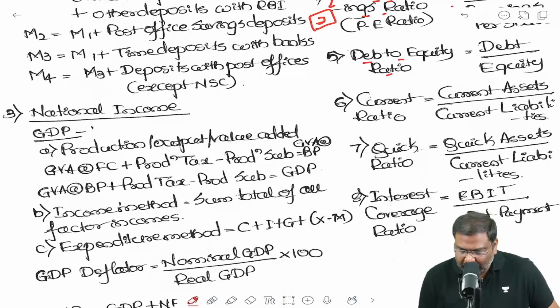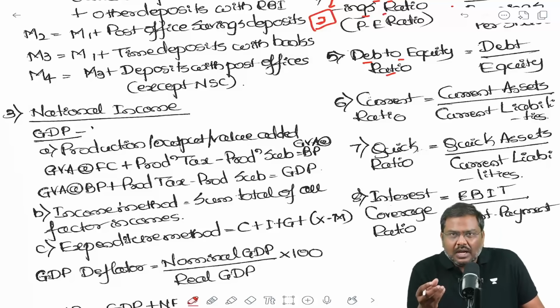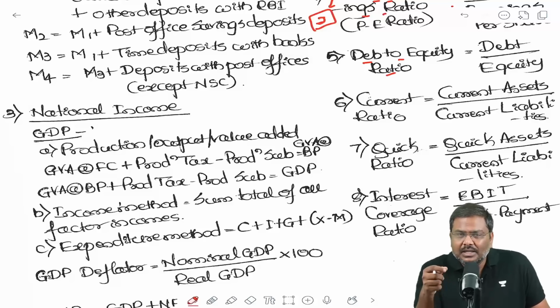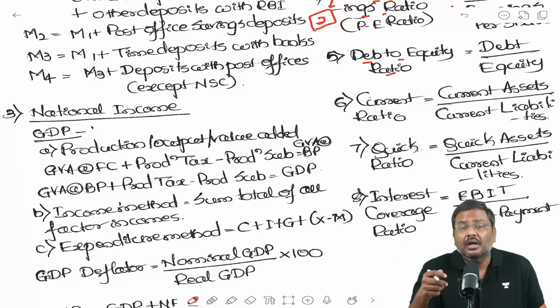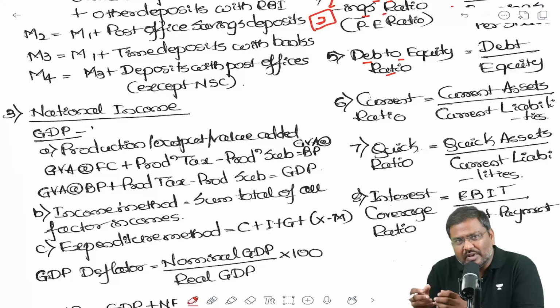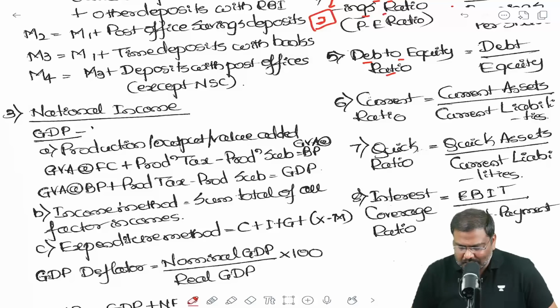Fifth one is the debt to equity ratio. The total amount of liabilities divided by the total amount of shareholders' capital. This will help us understand whether the company is over leveraged or under leveraged.